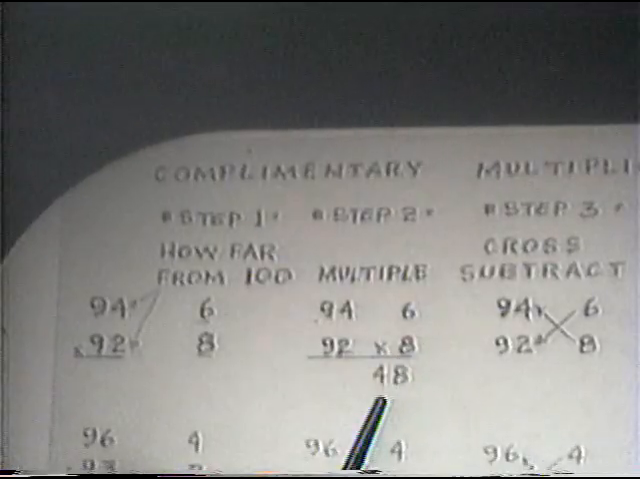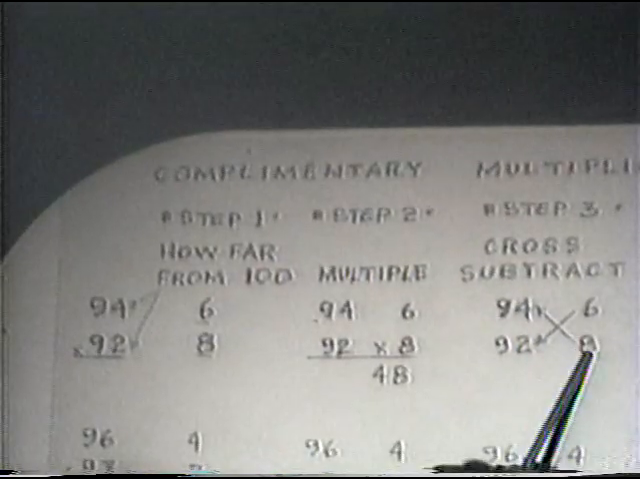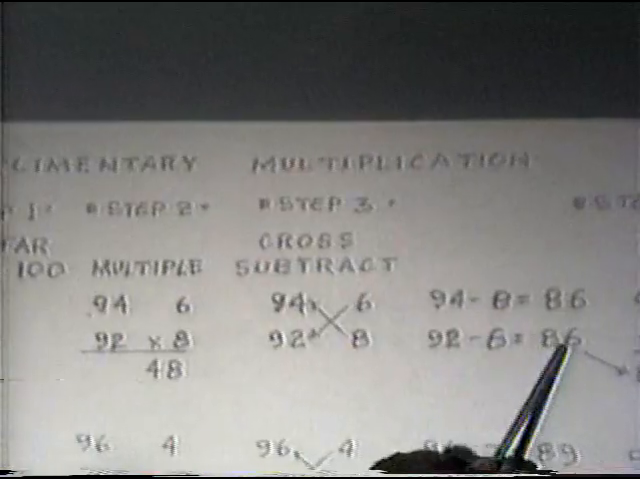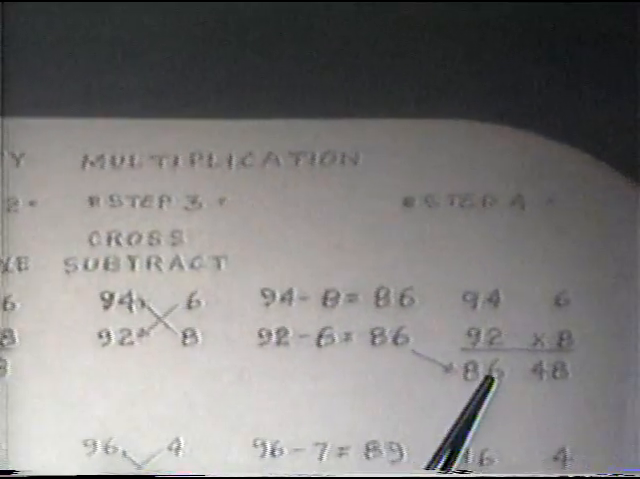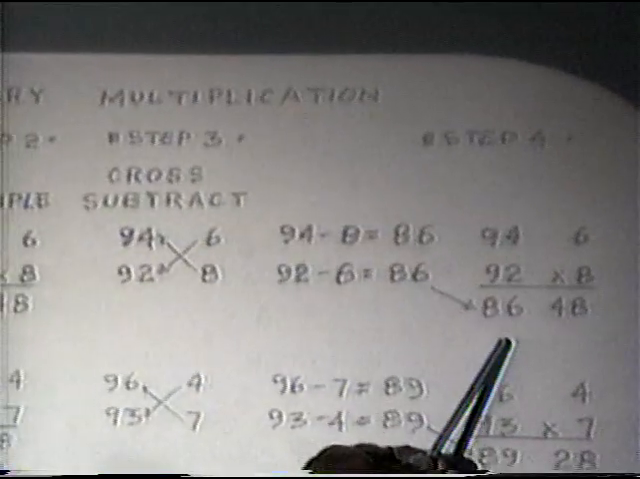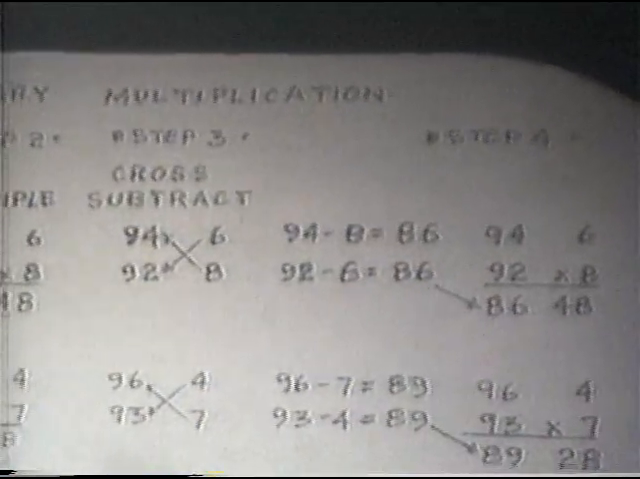8 times 6 is 48. Step 3, we cross subtract: 8 from 94 and 6 from 92. 8 from 94 is 86. 6 from 92 is 86. We bring down the 86. Remember we did 8 times 6 and we got 48. The answer is 8,648.